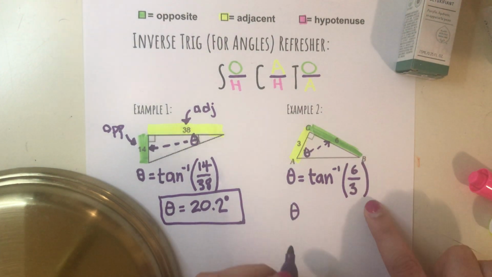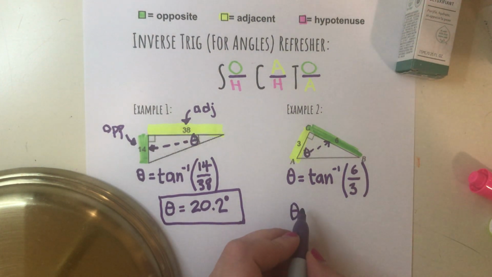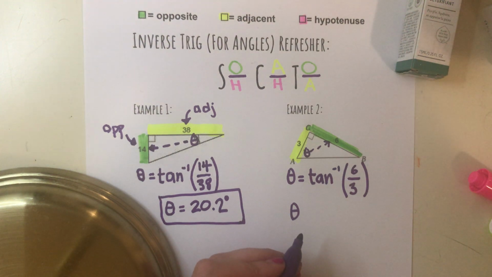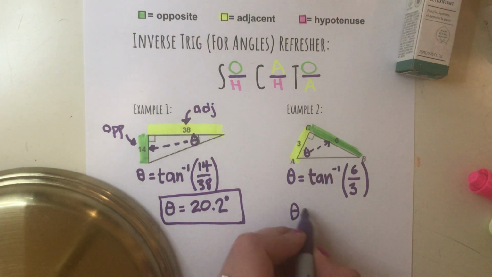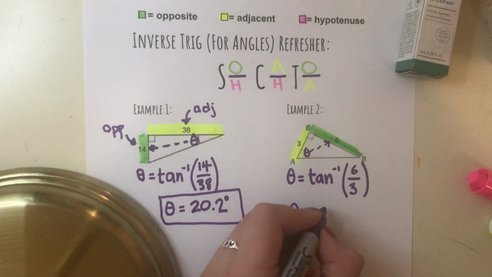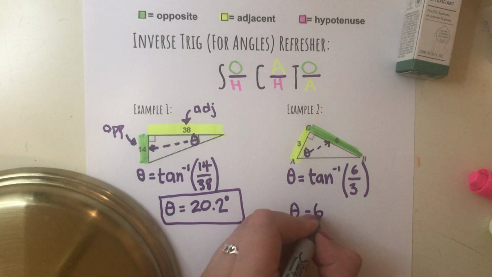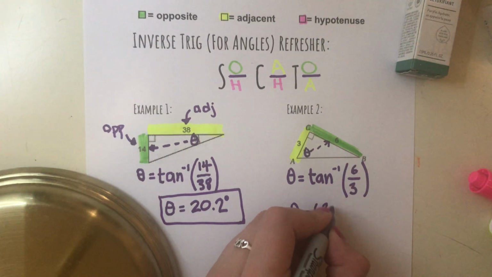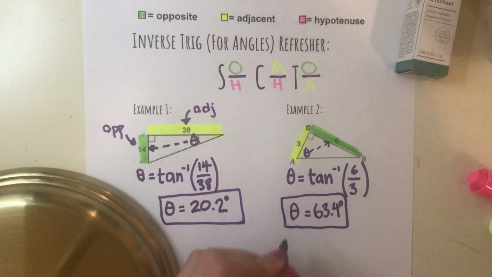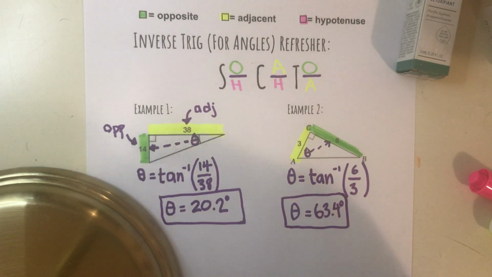Now I type this into my calculator. I'm going to type inverse tan of 6 divided by 3, and I get 63.4 degrees. That is my answer. This is how we solve for missing angles.